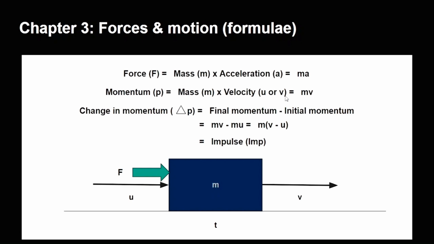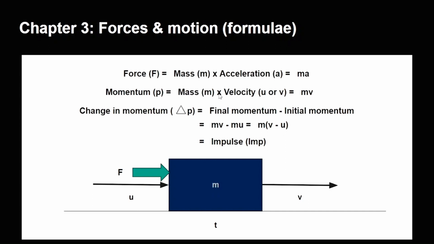So if I was to calculate the initial momentum of the object, so what was the momentum before the force acted on it, that would be the mass times the initial velocity, so that would be mu. If I wanted to calculate the final momentum, that would be the mass times the final velocity, which is going to be mv. Here I've just given mv to give you an example of what the calculation of the formula for momentum will be.